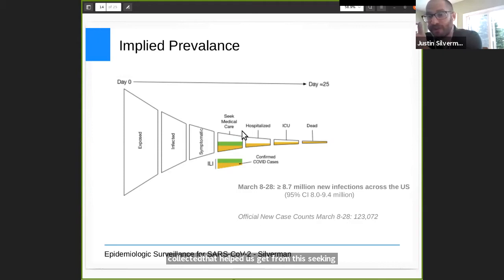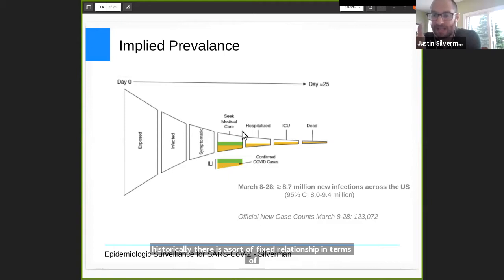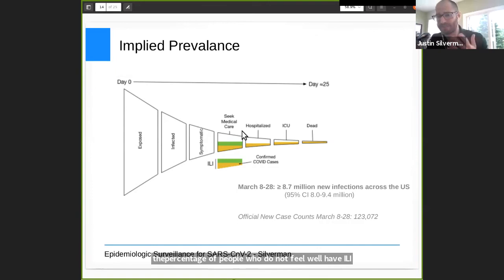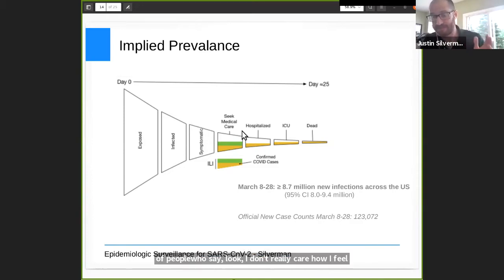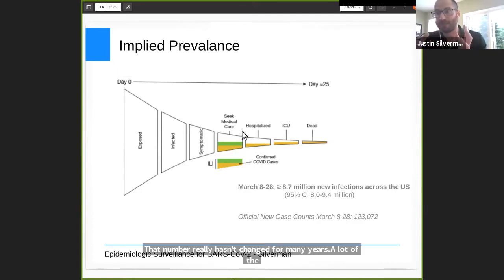So for example, we know that historically there's a fixed relationship in terms of the percentage of people who don't feel well, have ILI, and of those, how many go on to go to their physician. Generally there's just a fixed percentage of people who say, look, unless I'm dying, I'm not going to the doctor. And that number really hasn't changed for many years. In fact, a lot of the evidence showed it wasn't even changing at the beginning of COVID either. So we can basically use that number to estimate the symptomatic fraction.